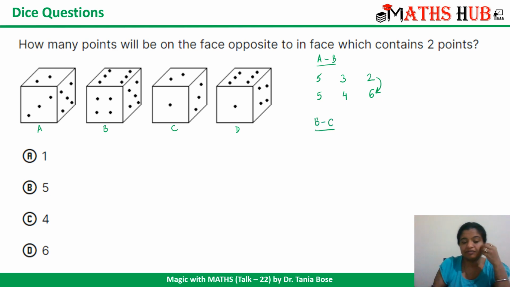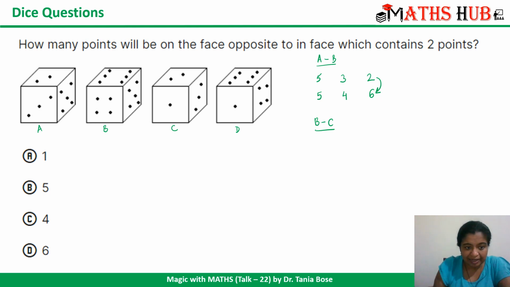With B and C, if we take the two dice B and C, what is the situation? Is something common between them? B and C: we have 4, 6, 5 and we have 1, 2 and 3. So you can see that nothing is common, right? Moreover, when we were taking A and B, opposite to 2 we had 6 and opposite to 3 we had 4, and we need to check it, right? So with B and C, none of the combinations is possible, right? Nothing is common between them.